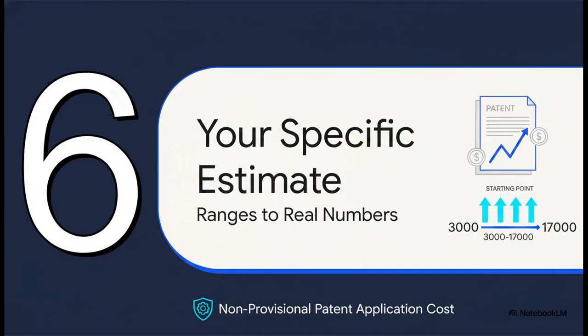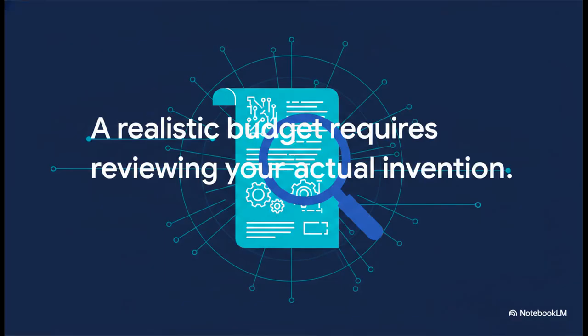Finally, Part 6, Getting Your Specific Estimate. Moving from broad ranges to actual numbers. We've given you the realistic frameworks and the broad ranges today, but to move from a broad range to an actual number, a true estimate, absolutely requires reviewing your specific invention. Every single invention has unique complexities, unique prior art landscapes, and unique business goals. A realistic budget simply cannot be determined by looking at a generic fee schedule on a website.